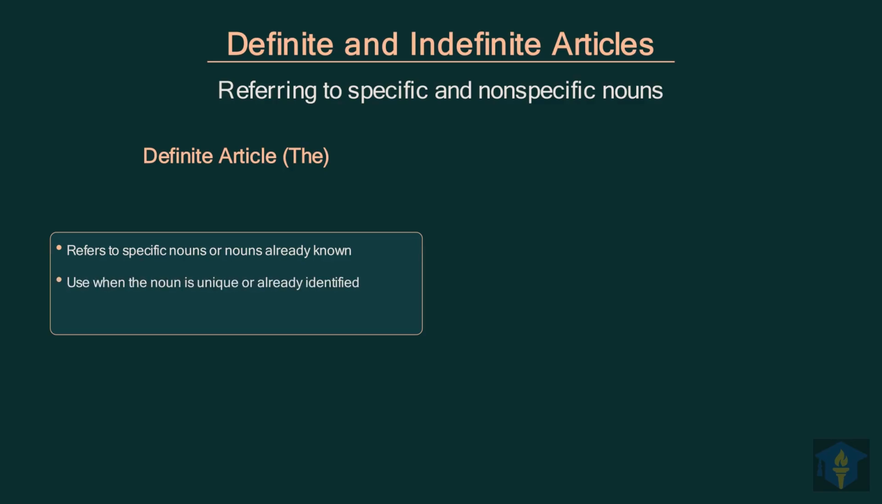For example, in the phrase "the book on the table," we are talking about one particular book. Here is an example, "the book on the table." This shows how we identify a specific noun.